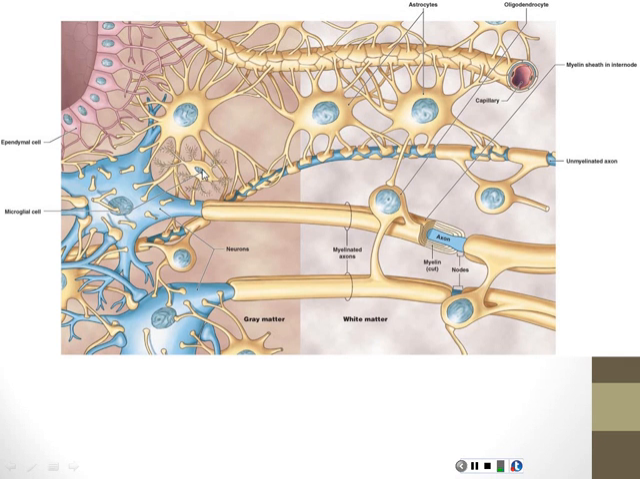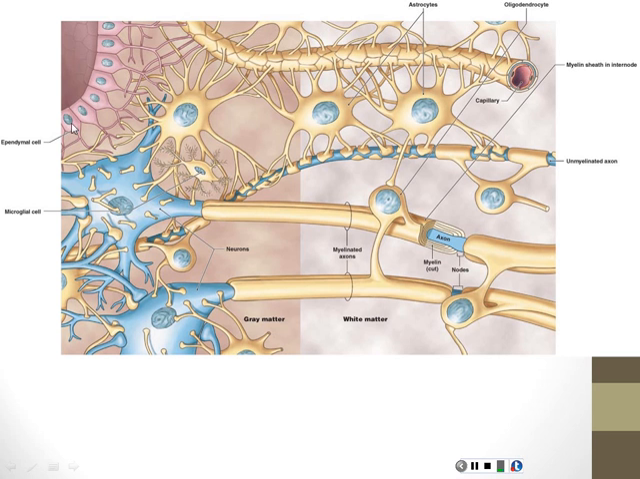Microglia, that's these guys here. They're sort of free floating, free moving. They're the cleanup crew. So they're always gobbling up anything that doesn't belong. So they serve the role of phagocyte, which you may have heard that term before, and you'll hear it more next semester too. But they're cleaning things up.